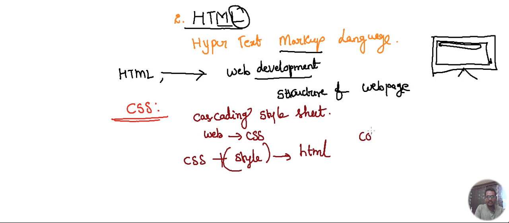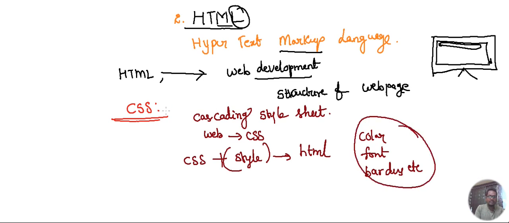like color and font, borders, etc. So these all are most important in CSS. CSS is nothing but adding styles to the HTML. So for HTML, we have to take one source, and by using CSS we apply this.